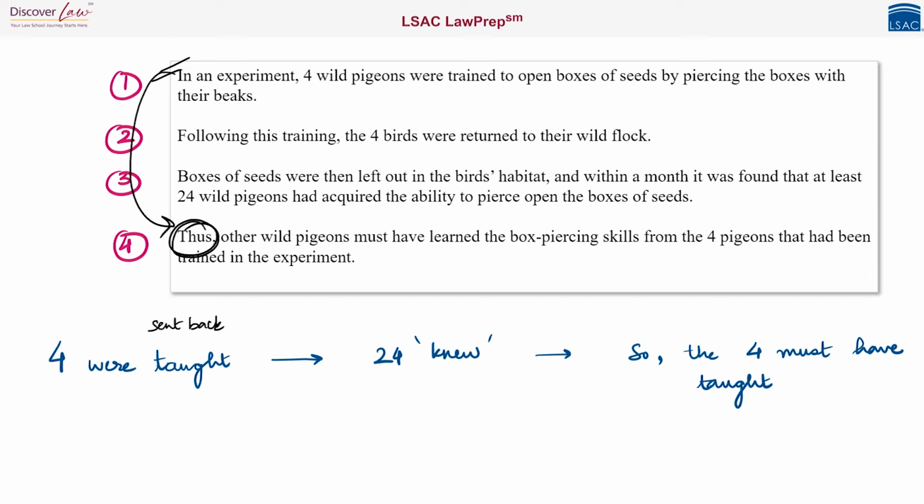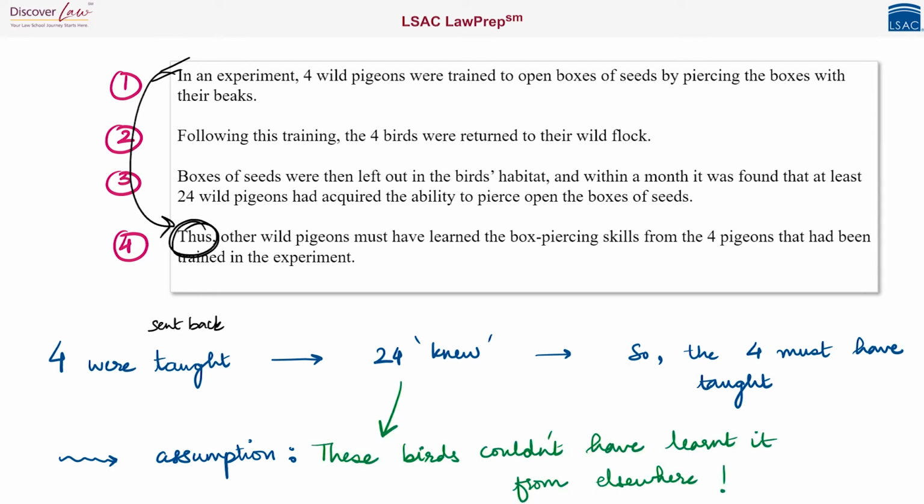If you've been solving questions on assumptions all this while, you'd see that there's an assumption in here. If you want, I'd like you to pause the video and think about what the assumption here is. Right? Pause the video. Okay. The assumption here is that these birds, these 24 birds, could not have learnt it by themselves from elsewhere.